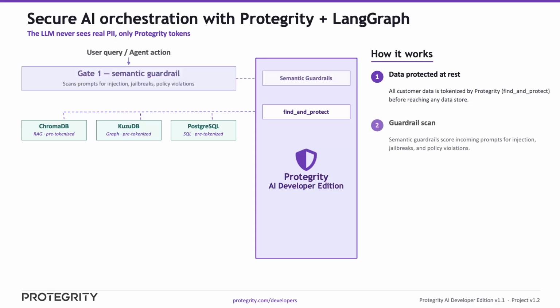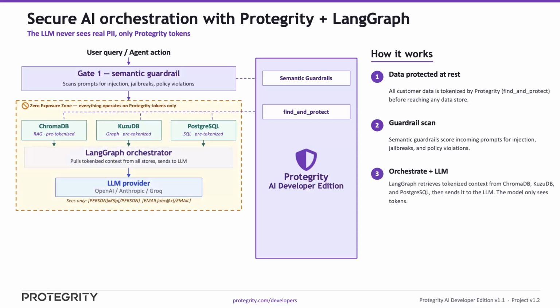A user or agent sends a query. In gate 1, the semantic guardrails intercepts it. Prompt injection, jailbreaks, policy violations, off-topic queries that waste LLM tokens and money. Anything that shouldn't reach the model gets blocked here. It never touches LangGraph, never hits a data store, and never reaches the LLM.